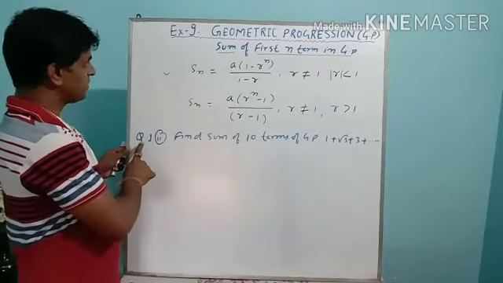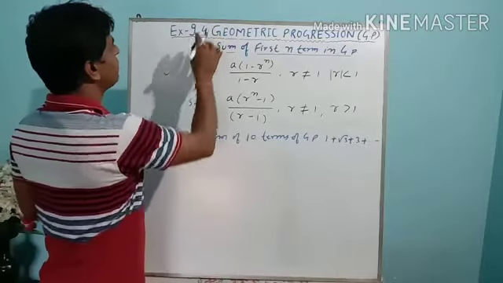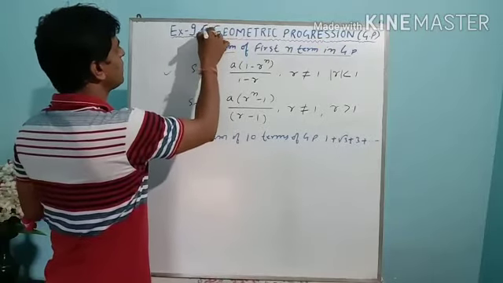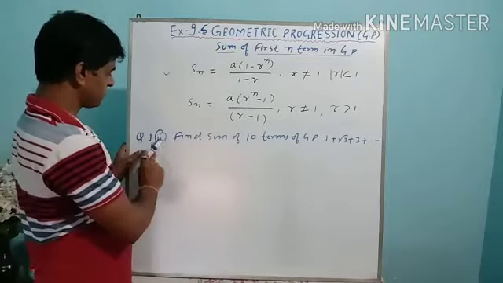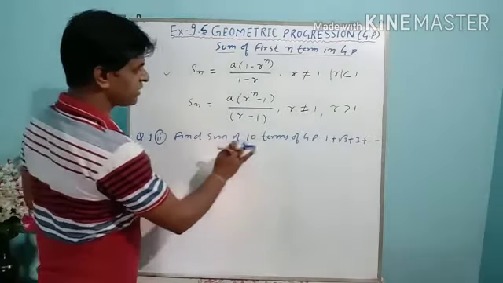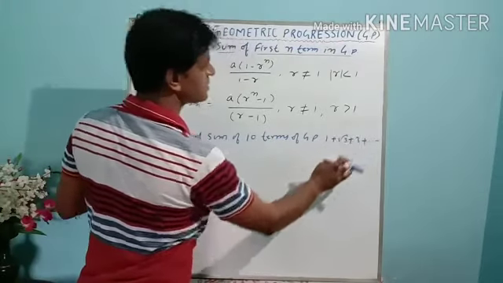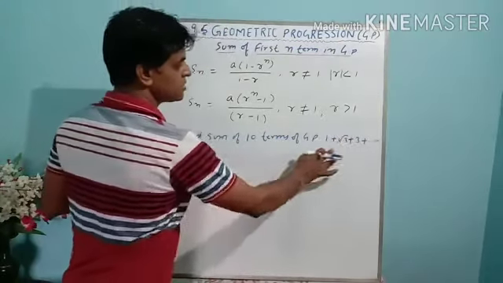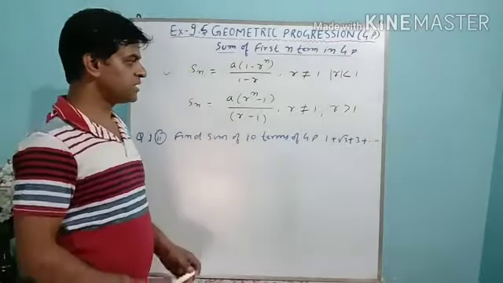Question number 1 of exercise number 9.5 of your book. The first question is: find the sum of 10 terms of the GP 1 plus root 3 plus 3 and so on. So this is the series in GP. Now how will we calculate the sum of these 10 terms?